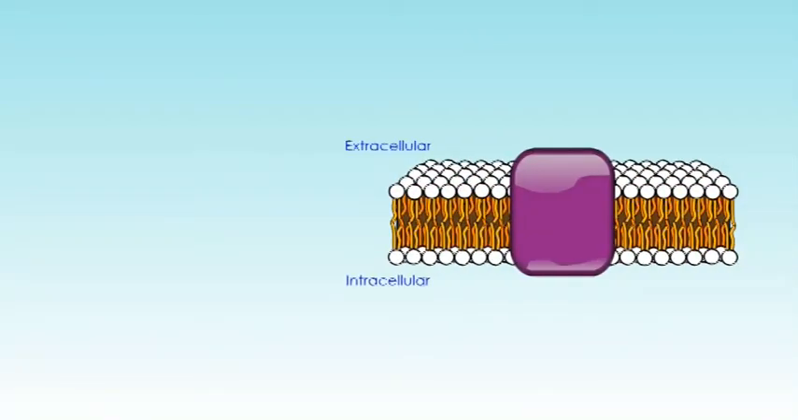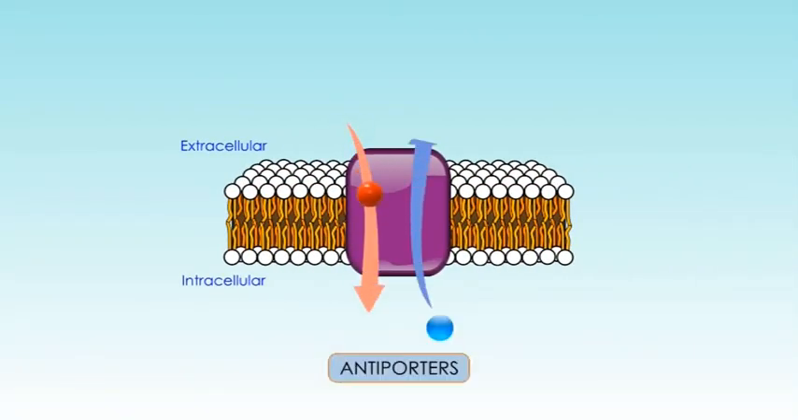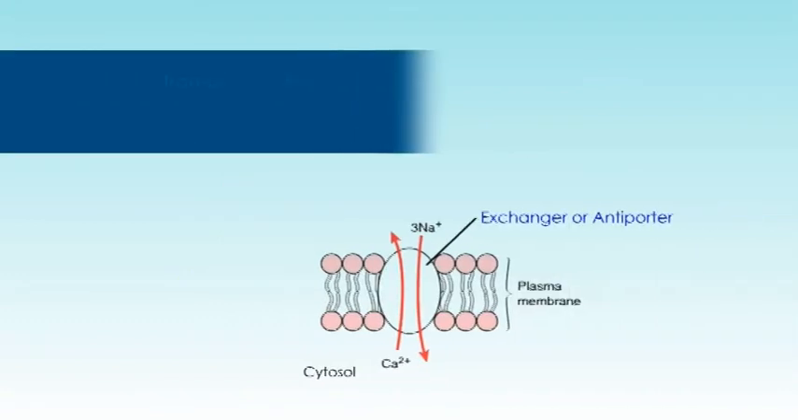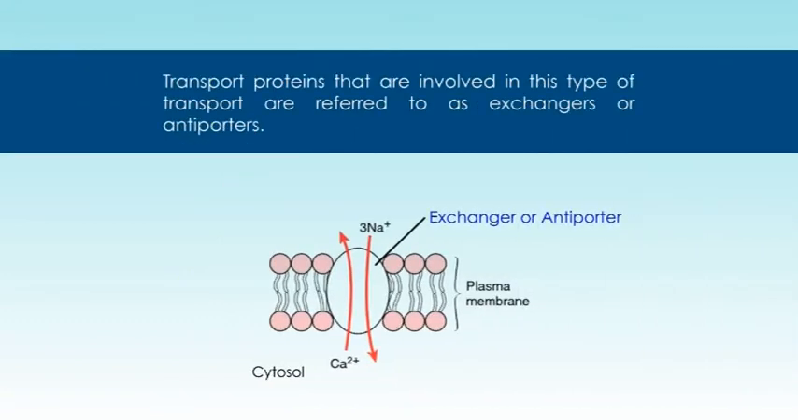Now let's study the antiporters. In antiport, the driving ion and the driven ion or molecule are transported across the biological membrane in opposite directions. Transport proteins that are involved in this type of transport are referred to as exchangers or antiporters.